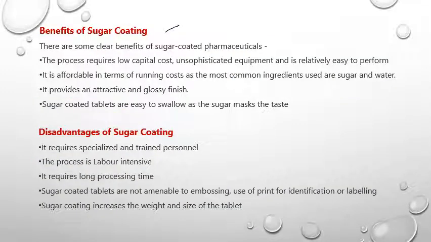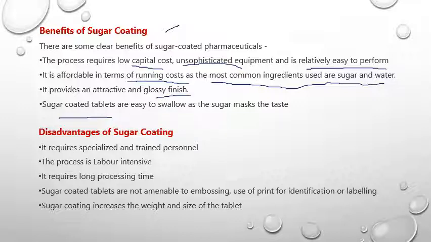Benefits of sugar coating. There are some clear benefits of sugar coating in pharmaceuticals. First, the process requires low capital cost, unsophisticated equipment, and is relatively easy to perform. It is affordable in terms of running cost as the most common ingredients used are sugar and water. It protects and gives an attractive or glossy finish. Sugar coated tablets are easy to swallow as the sugar masks the taste of excipient or your API.